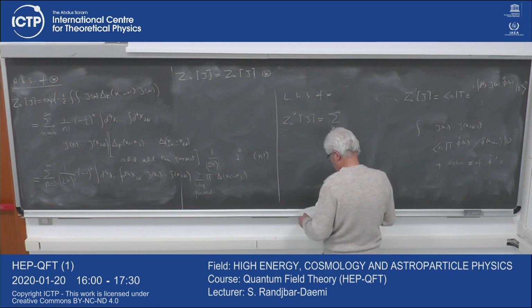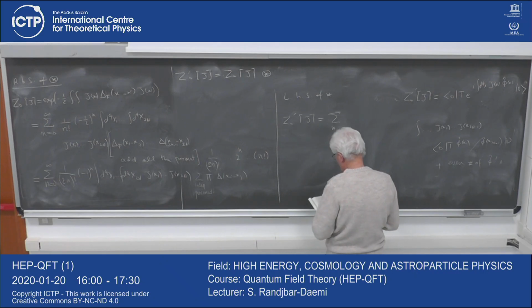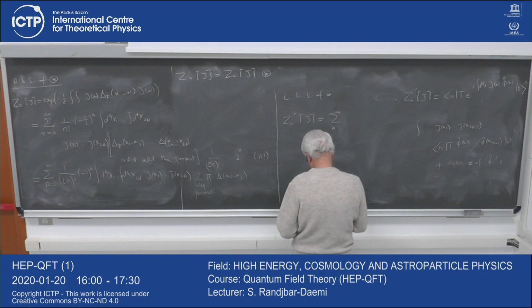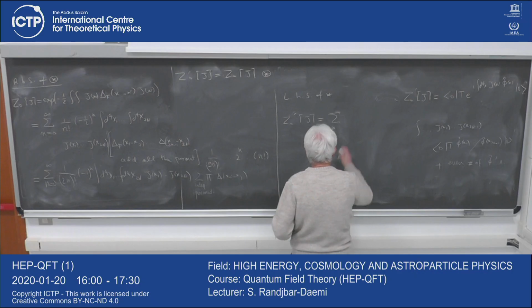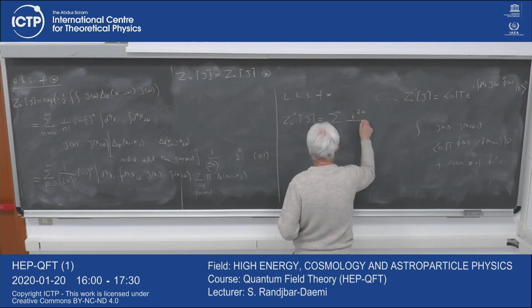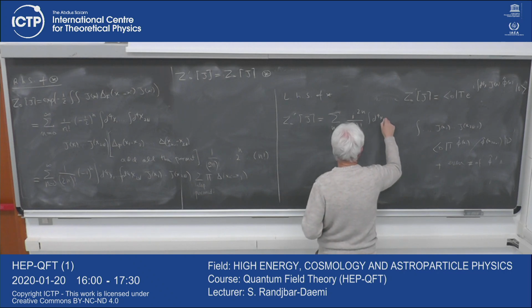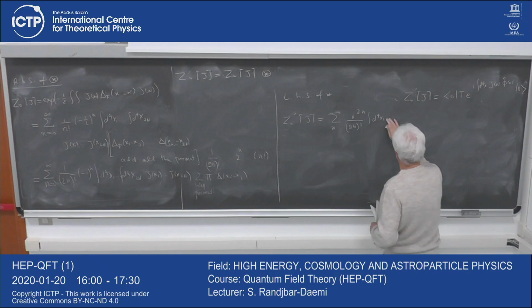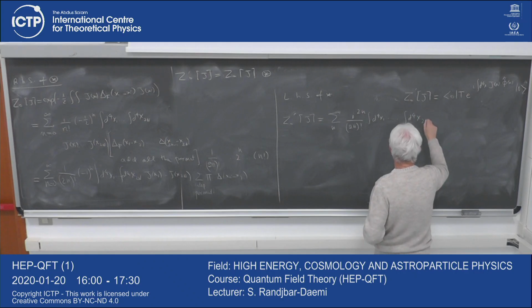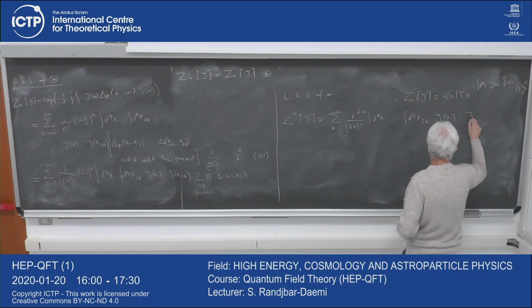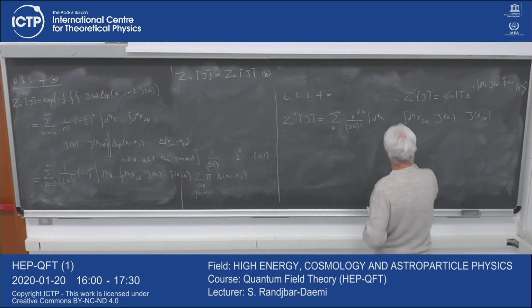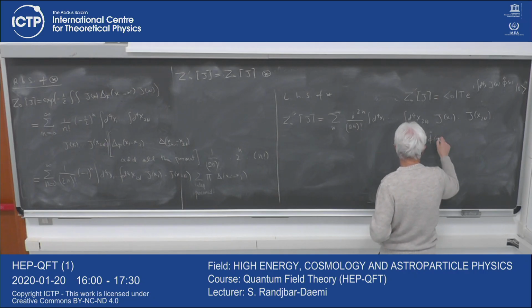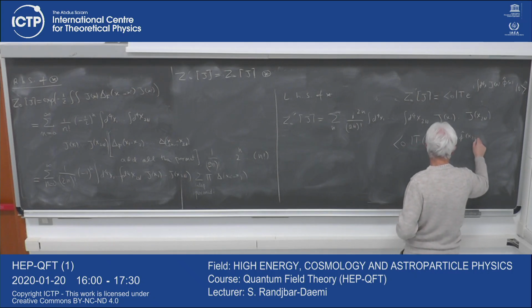And to keep to my notation here, I will write it as i to the 2n divided by 2n factorial, then integration over d4x1 through d4x2n, j of x1 through j of x2n, times the time-ordered product phi hat x1 through phi hat x2n, in the ground state.